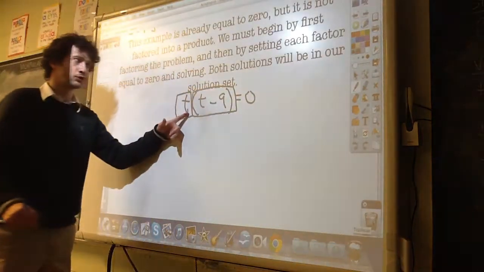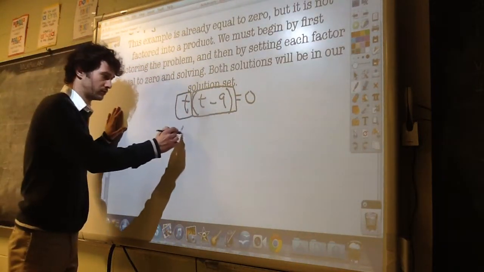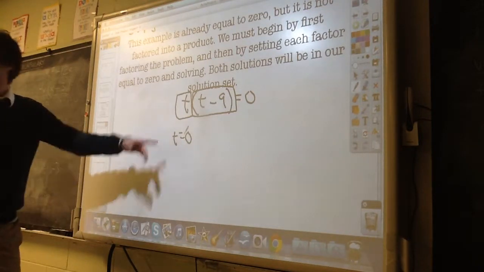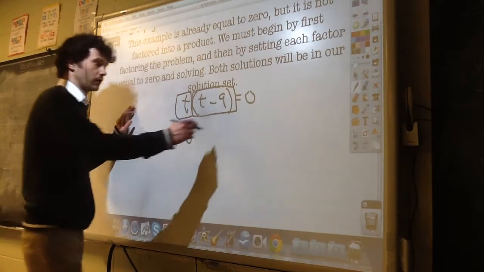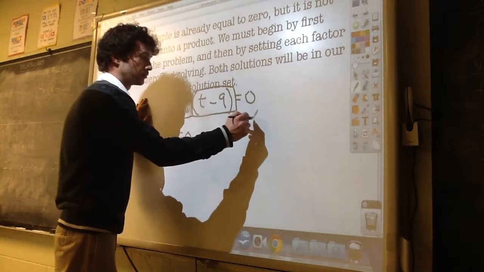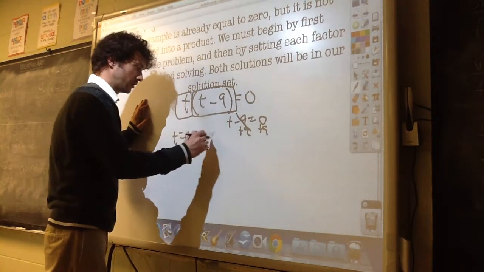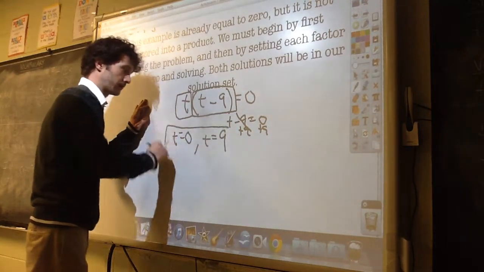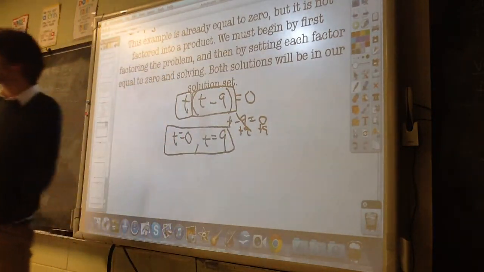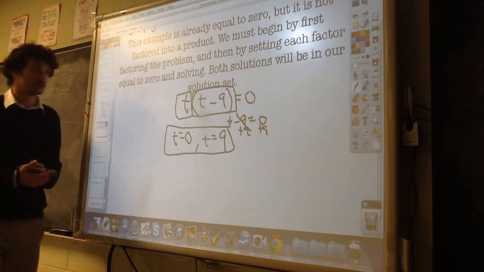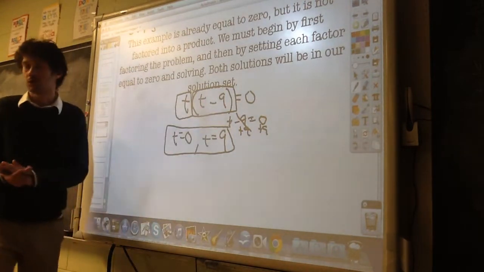So when I set the first factor equal to 0, I get T equals 0. And there's nothing to solve, right? That means 0 is one of the solutions to this problem. And then on the other one, T minus 9 equals 0. I would add 9. And so then the other one would be T equals 9, right? So that's it. It's what we did earlier, except at the beginning you have to factor so that you can set each factor equal to 0 and solve.